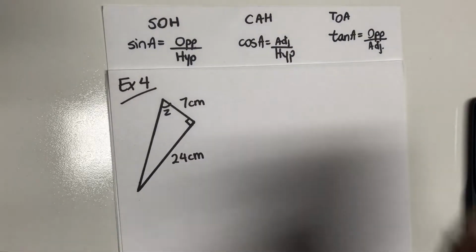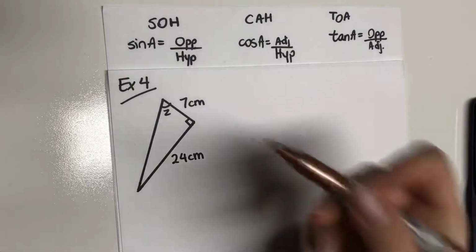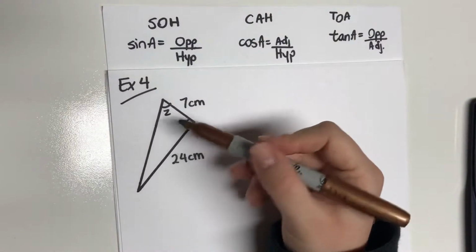Hopefully you had a chance to try this one on your own. If you haven't, I'm going to go through it, or if you want to just check your work, you can watch me do it. So I'm again starting off by labeling the triangle.